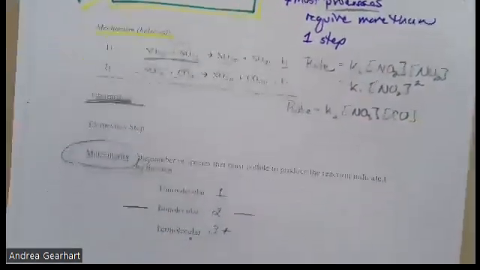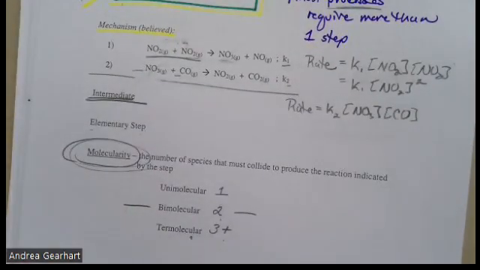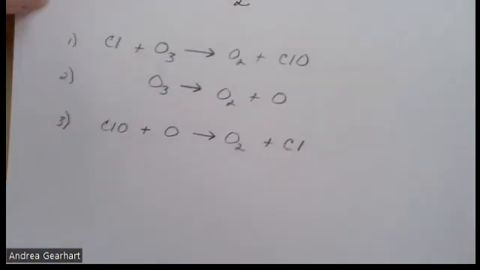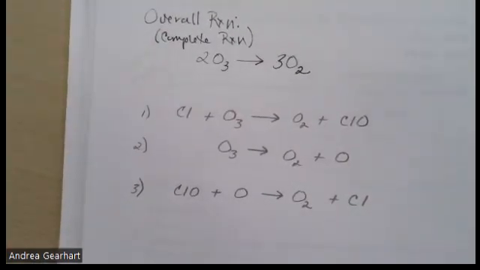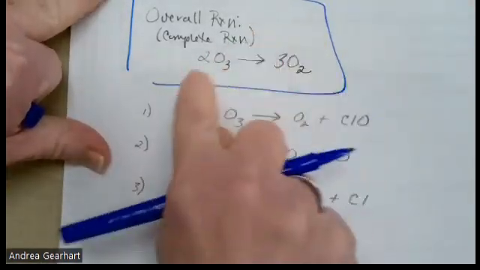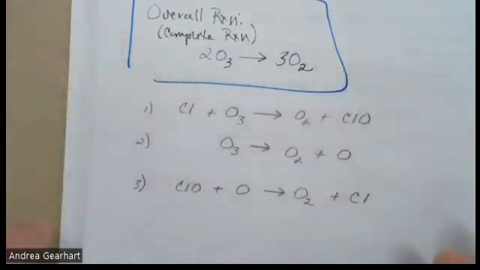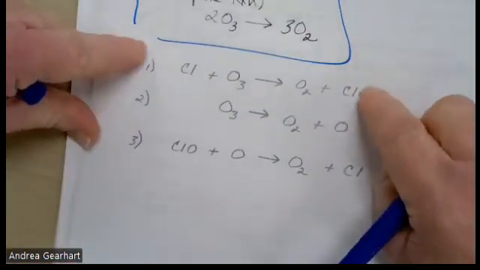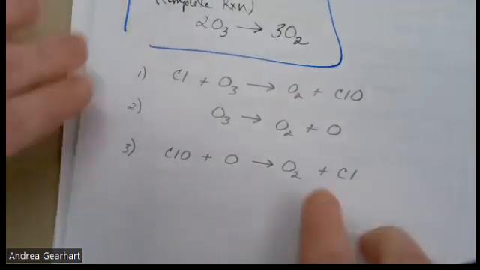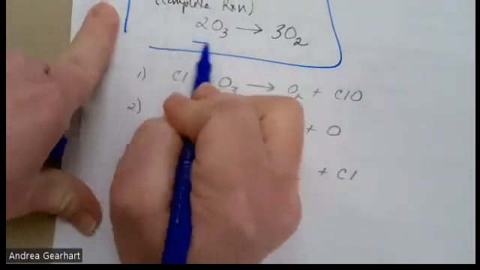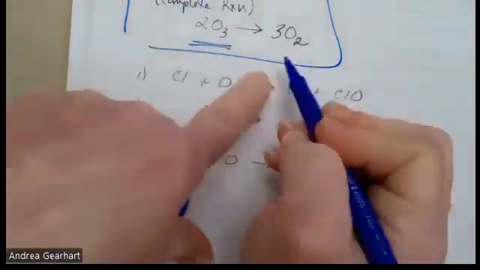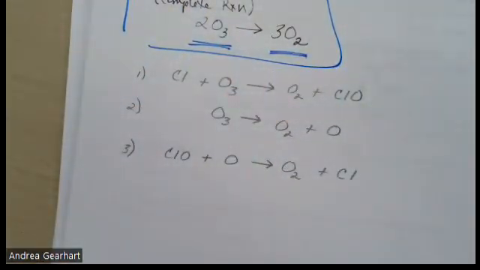Okay, now I want to speak for a moment about catalysts. So imagine that this is the overall reaction, and it's predicted that these are our elementary steps. So this is actually what happens on the particle level to convert ozone into oxygen.